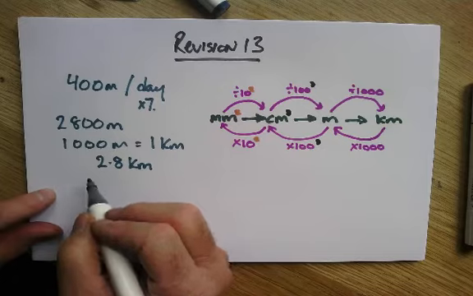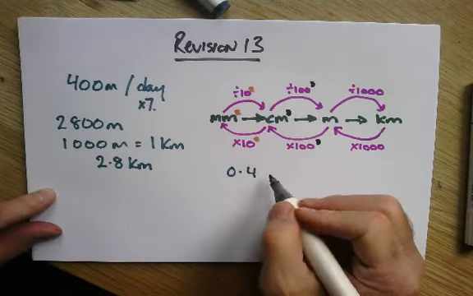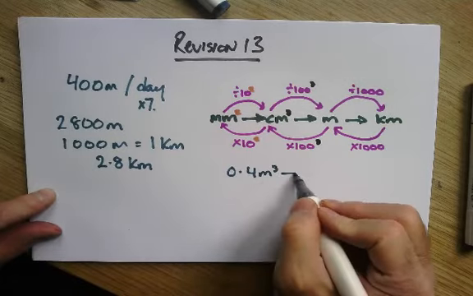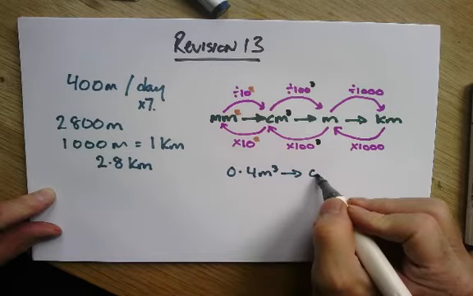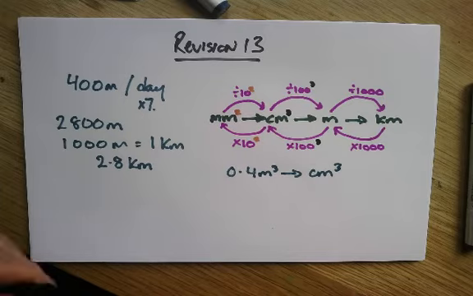Actually, let's look at that one there. One of these questions says convert 0.4 meters cubed to centimeters cubed. There you go. So that's really good. Let's see if we can answer that. I'm going to try and see if I can use this pen here.